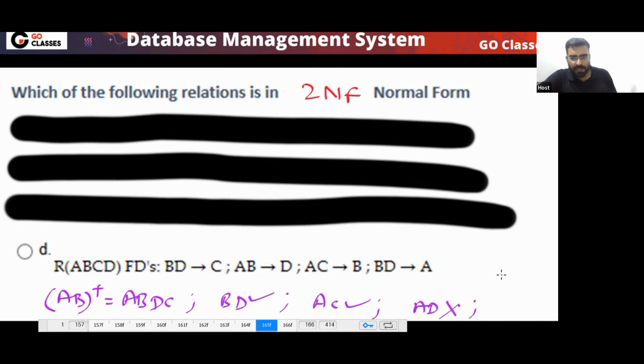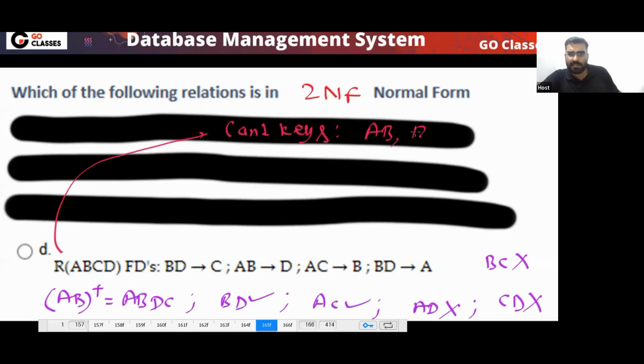So we have seen AB, AC, AD. What about BC? BC is not a candidate key. What about CD? That is also not a candidate key. So finally, what are the candidate keys? AB is a candidate key, BD is a candidate key, and AC is a candidate key.